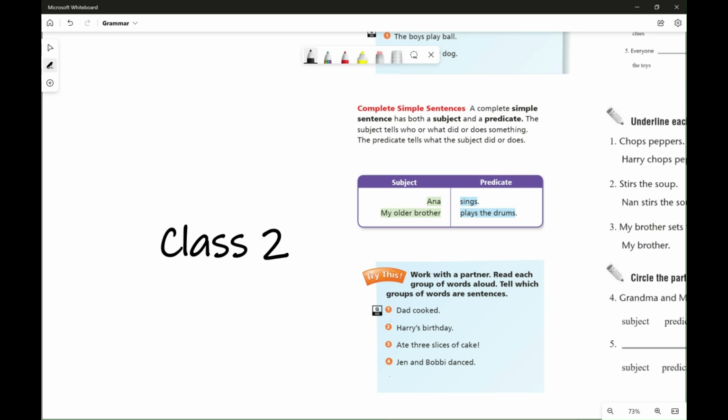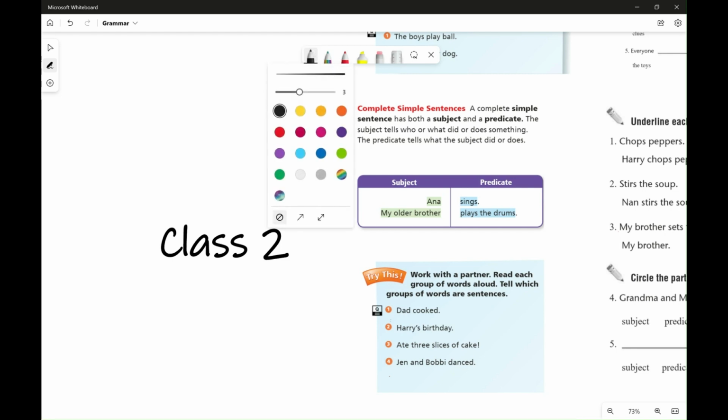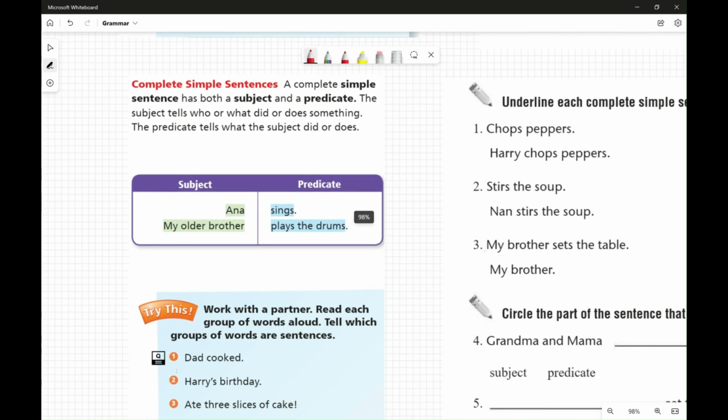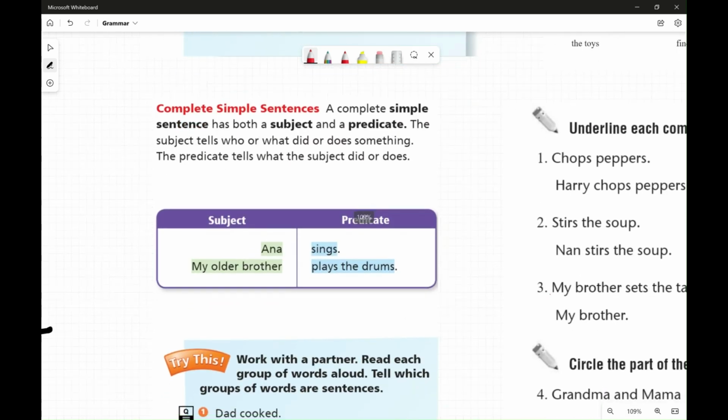So today is class 2, complete simple sentences. By the way, do you know what a complete simple sentence is? It is a sentence which has a subject and a predicate. Let's take a few examples.